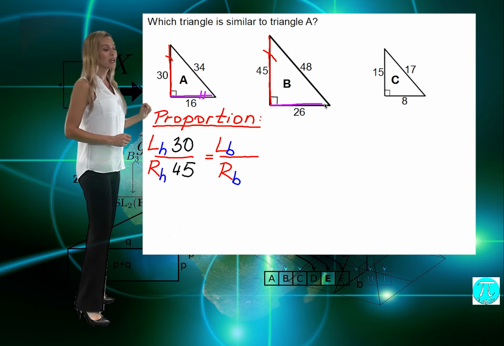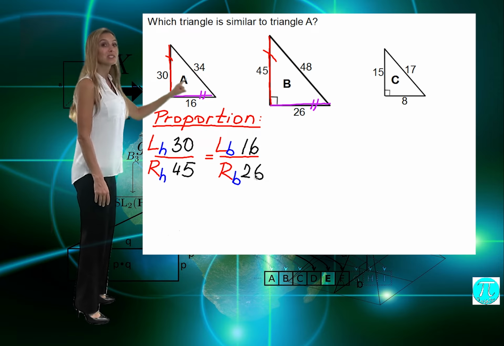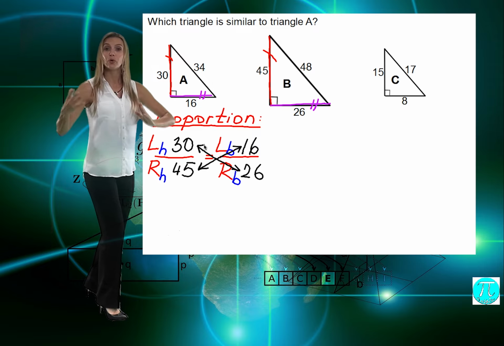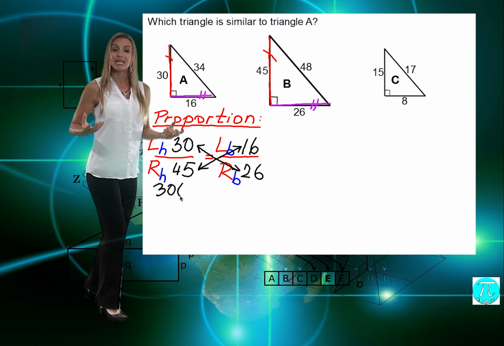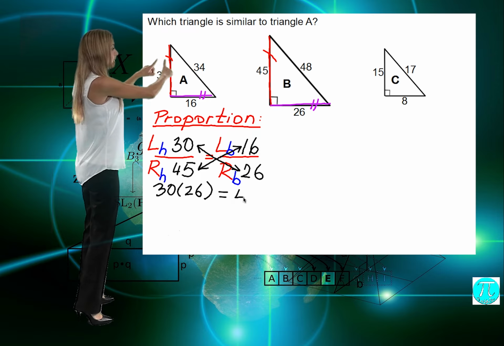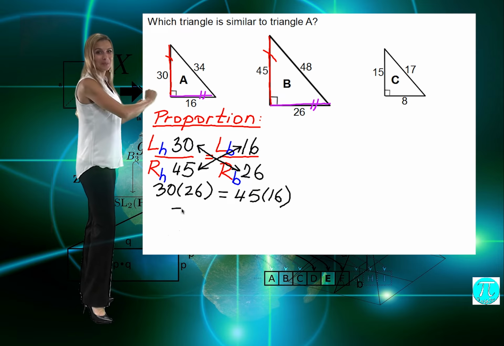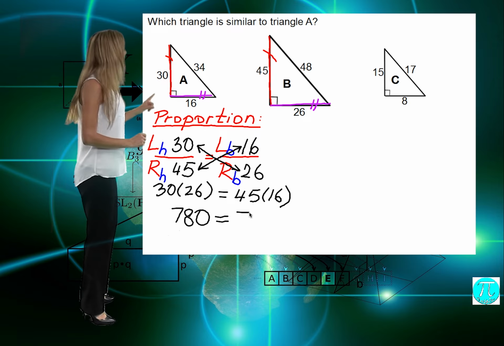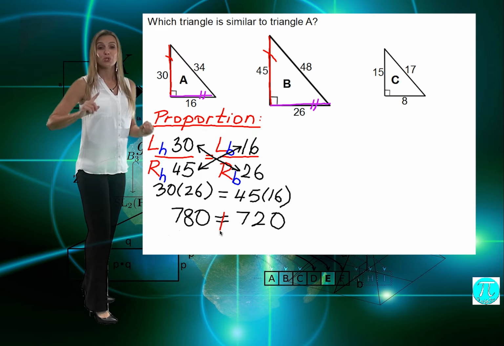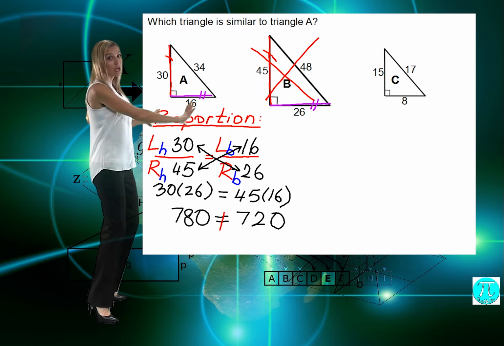Left height is 30, right height is 45. Left base is 16 and right base is 26. When we have a proportion, these numbers have to cross multiply and both sides have to equal each other. If they do, these two triangles will be similar. So let's see. We're going to do 30 times 26, and we want to know, does that equal 45 times 16? 30 times 26 is 780, and 45 times 16 is 720. Uh-oh, those two figures are not similar because those two sides of the equal sign are not equal.